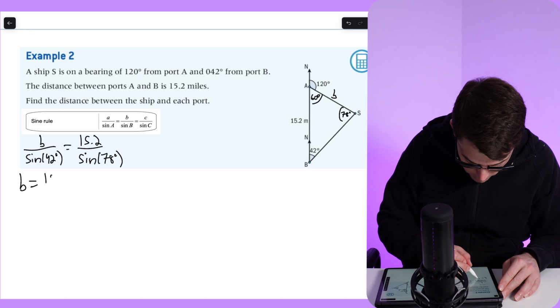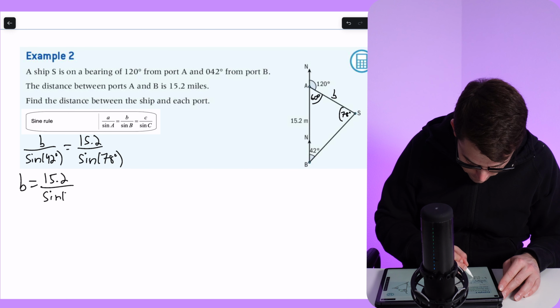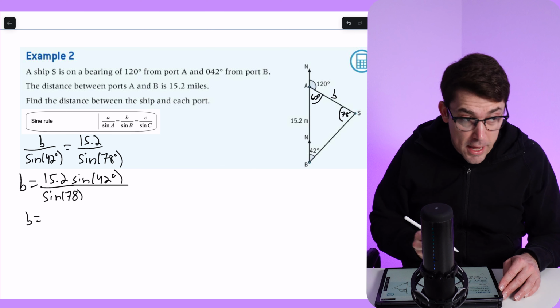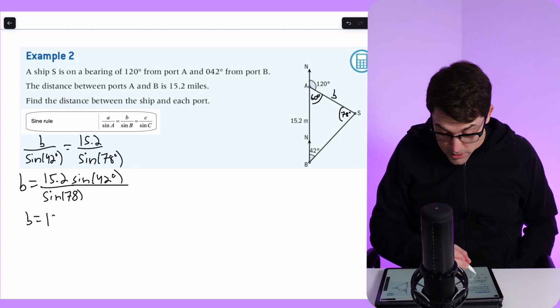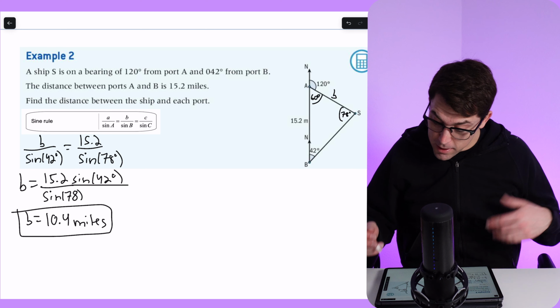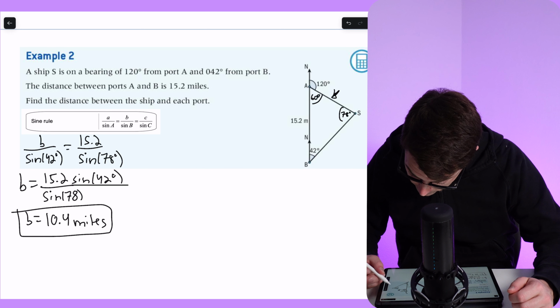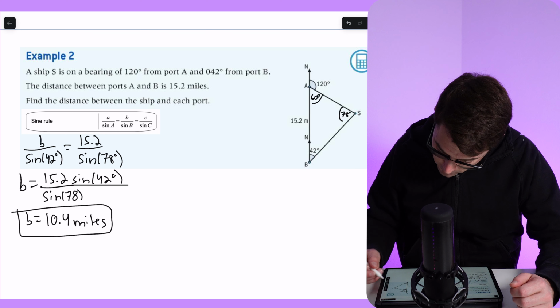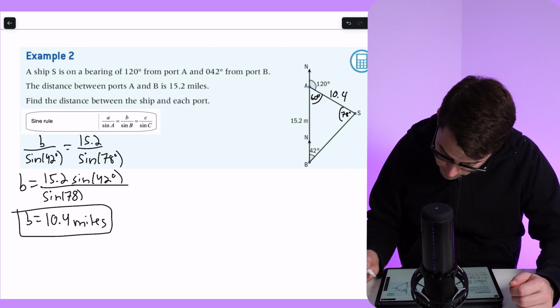B is equal to 15.2 all over the sine of 78, not 7.8. Extend this out a little bit so I can write sine of 42 degrees there. Pop that into your calculator and you're going to get an answer of, to 3 significant figures, 10.4 miles. All right, so there's B. That's one of them. So I can go ahead over here. 10.4.